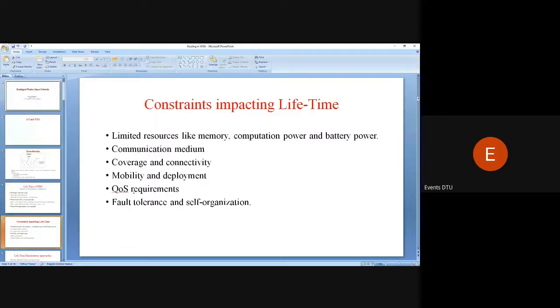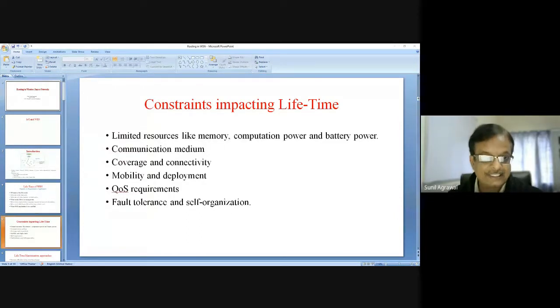Yes, now we can see lifetime constraints impacting lifetime, right? Now you can see there are certain constraints that could cause the limited lifetime. Those are battery, computation power, and memory. So this battery power is going to play an important role in the lifetime of WSN, right? So this is because of limited resources.